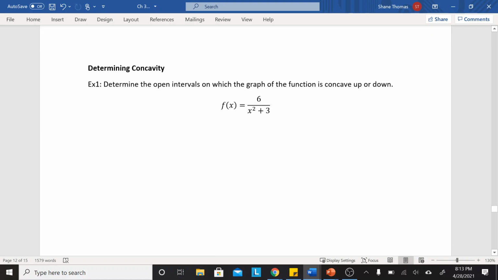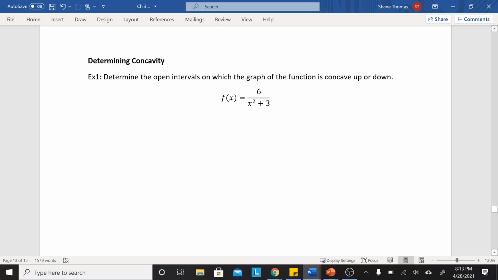So determining concavity, you want to determine the open intervals on which the graph of the function is concave up or concave down. So we're going to take this function here, f of x equals 6 over x squared plus 3. First off, let's make this something that we can differentiate a little easier. Make it f of x equals 6 times (x squared plus 3) to the negative 1 power. All I did was put this into a single term, because it's a little easier to work with this way.